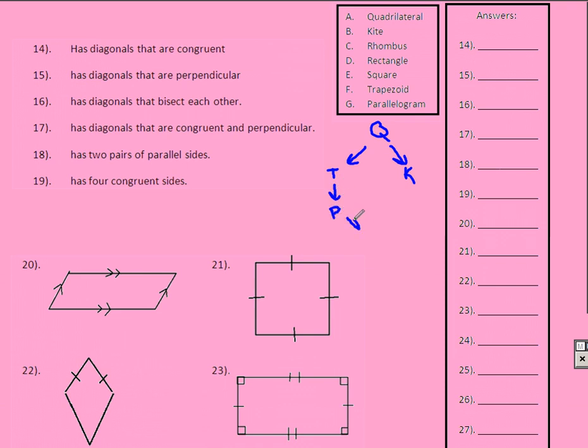Parallelogram goes to rhombus or rectangle, which both of them feed down into the square. And also don't forget kite goes down to rhombus as well.